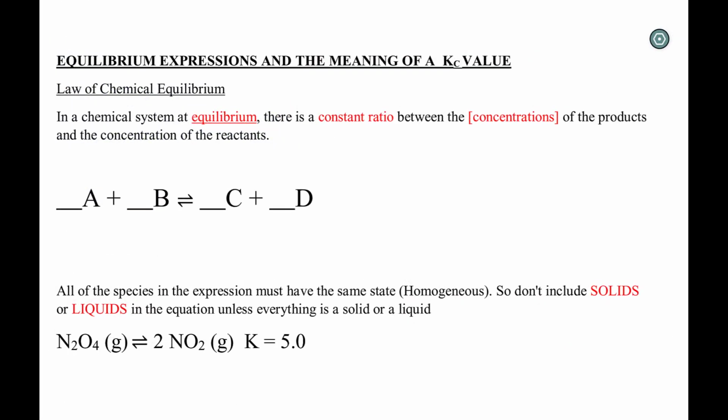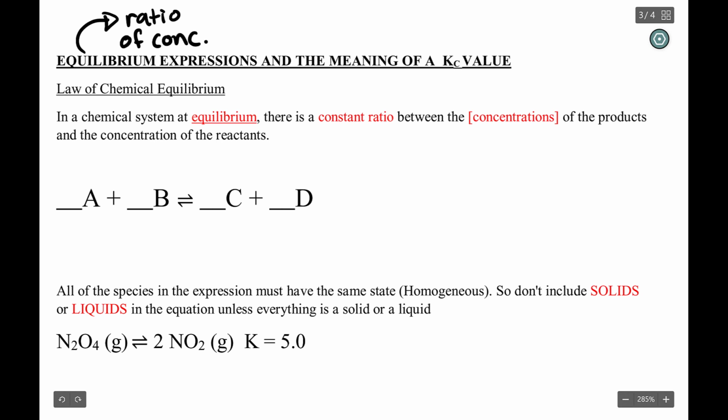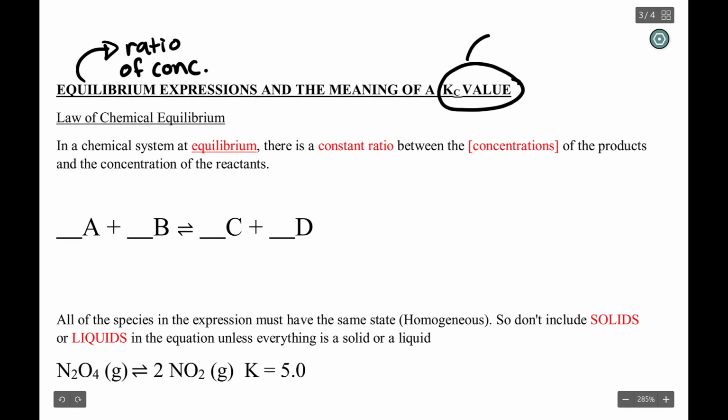So what we're going to look at next is equilibrium expressions and the meaning of a K value. I'm going to first just briefly explain what an equilibrium expression is. It's simply a ratio of concentrations, and it's the ratio of products to reactants. And if you calculate that ratio of products to reactants, what you end up with is a K value. And a K value is simply a number, and it represents that ratio.